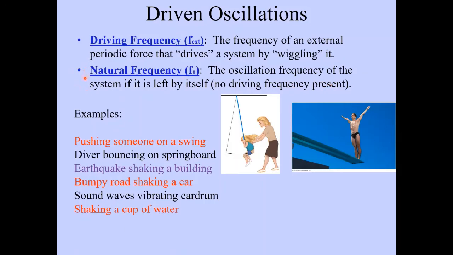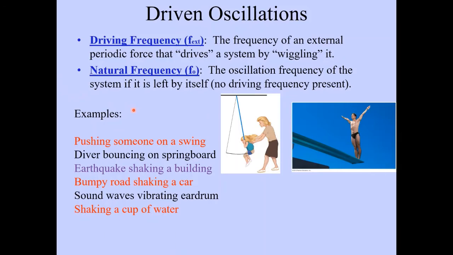So up until now, we have been dealing with systems and only talking about the natural frequency of the system. For example, when we talked about the mass spring system, we had a formula for frequency. That's the natural frequency of the mass spring system. When we talked about the pendulum, we talked about the natural frequency of the pendulum. But now we're going to add something else. We're going to allow an external force to come along and make the system oscillate at a different frequency. So this is what's meant by a driven oscillation.